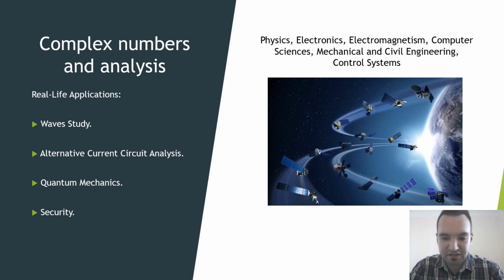Finally, I would like to mention some of the applications of complex numbers. They are very useful. Actually, they are necessary to study waves and signal processing. Also to study AC circuit analysis. AC stands for alternating current. It's also important to deal with quantum mechanics; without them, it's impossible. And they are also used for security issues like cryptography in order to guarantee safety in different kinds of online transactions.